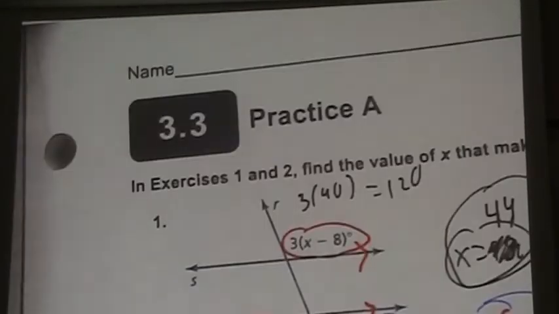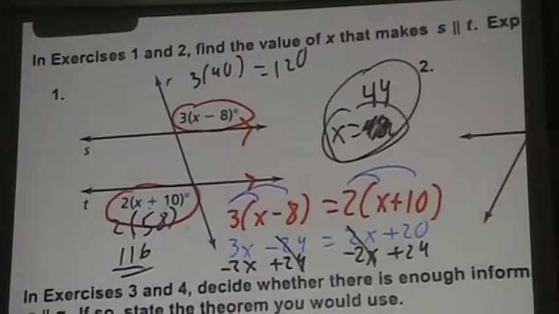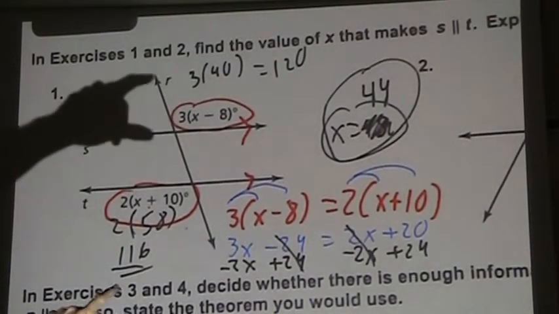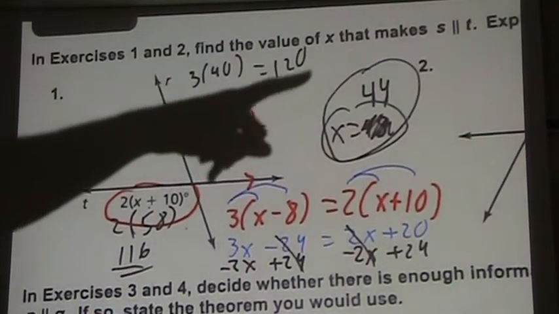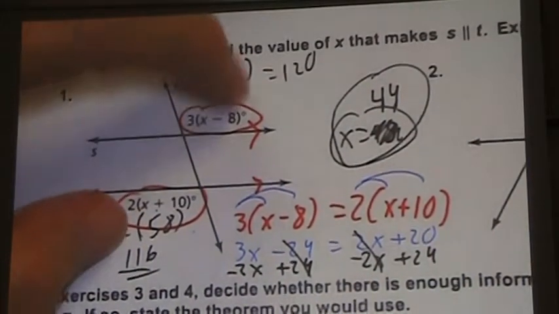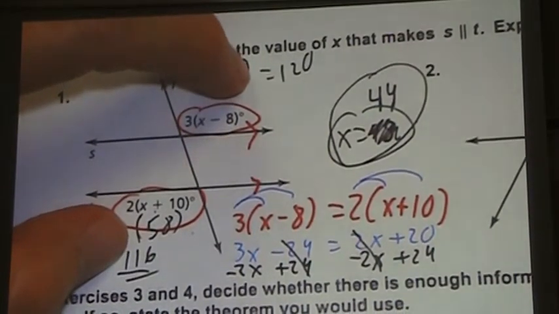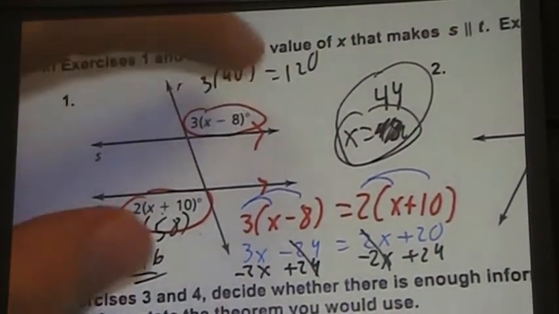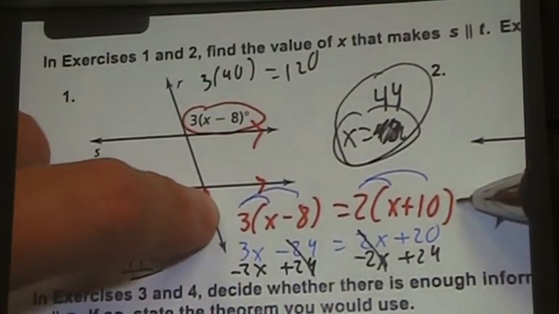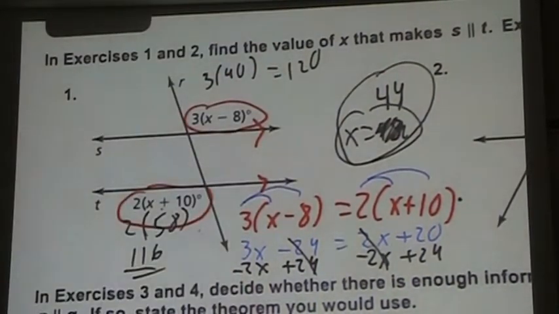And just to show you what I did, I know these guys are alternate interiors. When the problem says find the value of x that makes s parallel to t, that just means that your obtuses are going to be the same and your acutes are going to be the same. So you know these guys are both obtuse, so they have to be equal. Or you can approach it by saying they're alternate exterior, and we know alternate exteriors are supposed to be equal. So you set up and solve that equation.